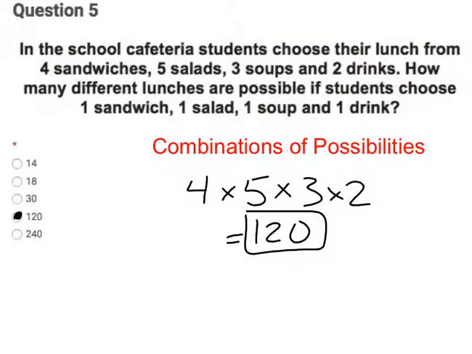Question number 5, anytime, this is huge, anytime they give you a number of different things to choose from, whether it's outfits, foods, etc., all you do is multiply all the numbers together. 4 times 5 times 3 times 2 is 120. That comes up all the time on the ACT.